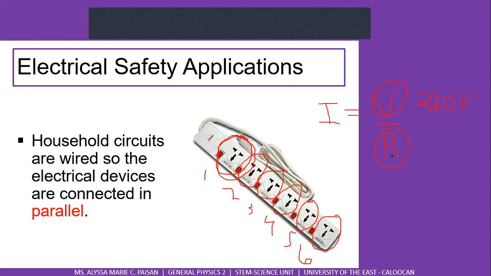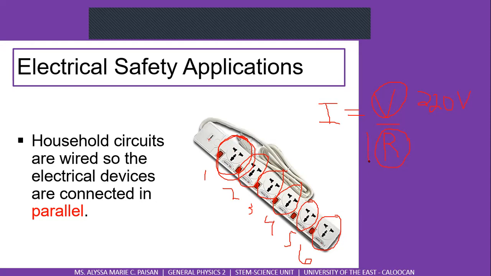Tapos yung resistance naman nila, since this is parallel, notice na maliit ang resistance nito. Natatandaan nyo ba? In parallel, the equivalent resistance of this whole circuit is even smaller than the smallest resistor. Okay? So, the more na nag-a-add ka ng resistor dito, the more na lumiliit yung resistance. Okay? Ng equivalent resistance niya.